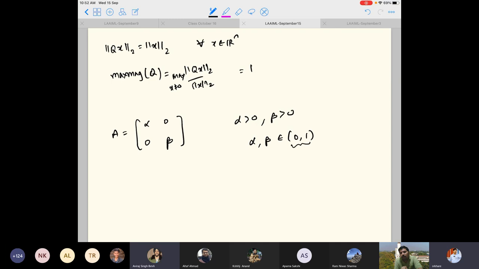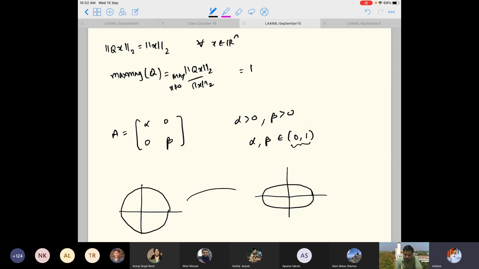Is that okay, Aviraj? So based on whether alpha is greater than beta or beta is greater than alpha, your ellipse will look like this. Suppose the ellipse looks like this, that really means that your alpha is greater than beta. If alpha is less than beta, then your ellipse will be along the y-axis. But this will always be a smaller ellipse than the unit circle, because alpha and beta are less than 1.